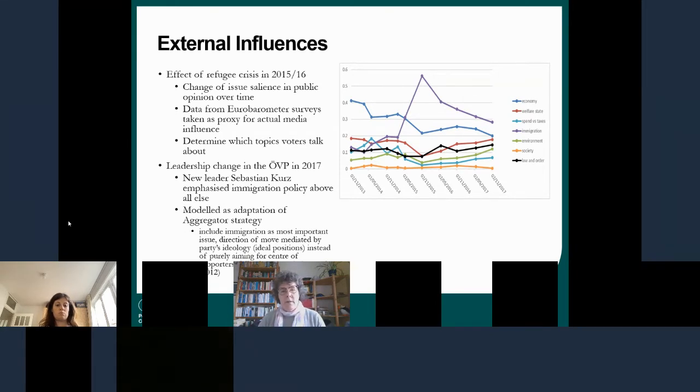We also model the leadership change of one of the parties, the Conservative Party. They got a new leader about three months before the election in 2017, who emphasized immigration policy above all else. And we modeled that as an adaptation of the aggregator strategy, where the party takes immigration as one of their most important issues. And the direction of their move is now mediated by the party's ideology, instead of purely aiming for the center of their supporters.